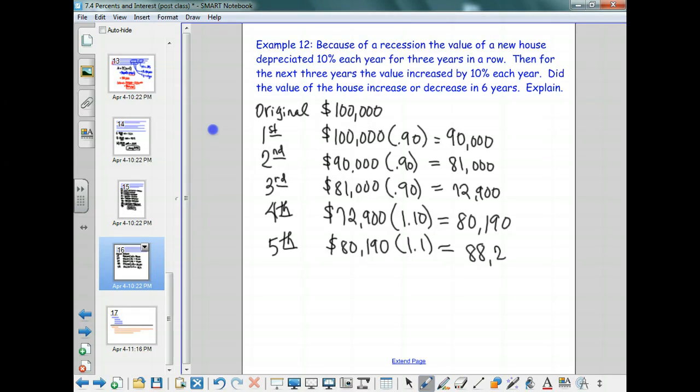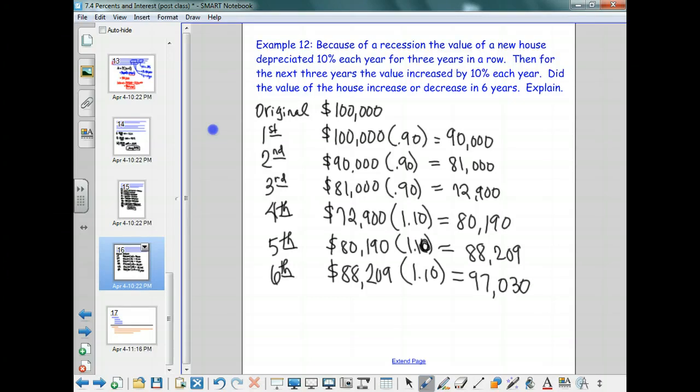88,209. Okay. Last year of increase in this particular problem, well, at least the point when we're making this decision, 88,209 increases 10%. So times 1.1. What do we get? 97,030. Okay.